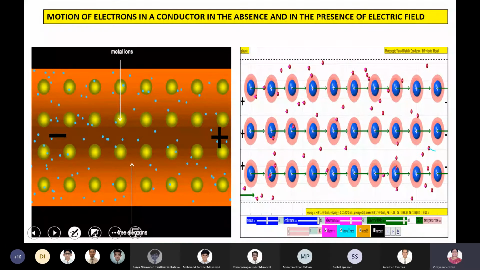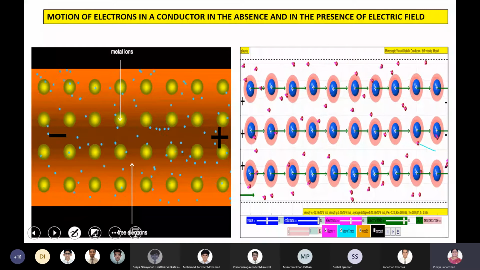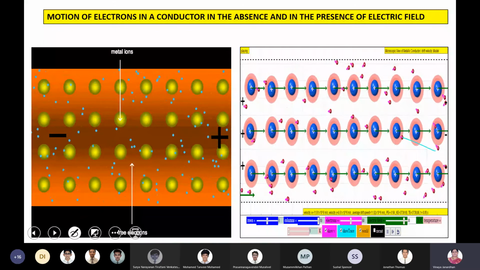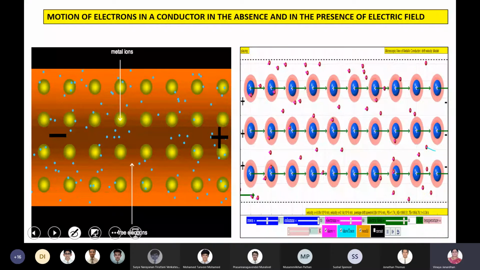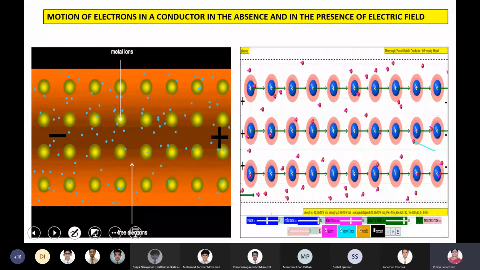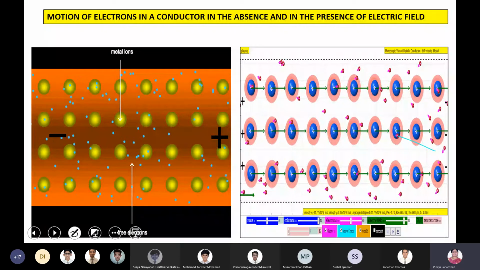Electrons start to move. Now, do these electrons move freely in a conductor? No. Why? What makes them slow down? Okay, nature. Nature means what? What can you term about the nature of the conductor?